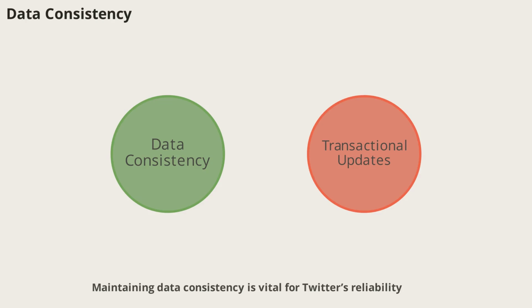Maintaining data consistency is vital for Twitter's reliability. Techniques like transactional updates and eventual consistency are used to ensure that likes, follows, and tweets always reflect the latest state. This focus on consistency prevents errors and maintains user trust.